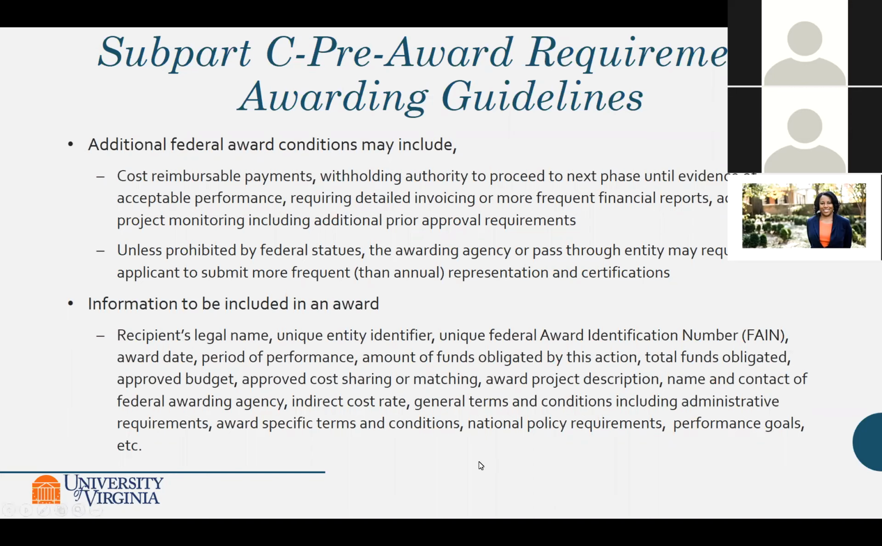And this section also spells out the information that's required to be listed in the award. So the legal name, unique identifier, the federal award identification number, the FAIN, the award date, period of performance, the amount of funds obligated by this action, total funds obligated, approved budget. If there's cost sharing, it needs to be called out. And so there's a whole host of things that the uniform guidance is essentially telling the federal agencies, hey, you have to put all these things in your awards.